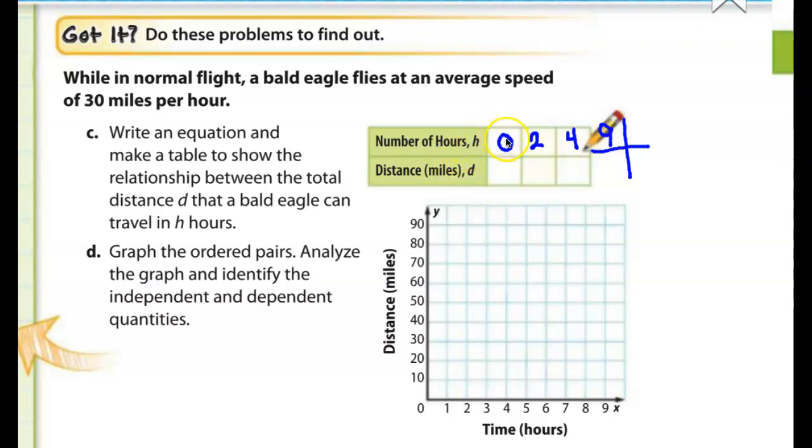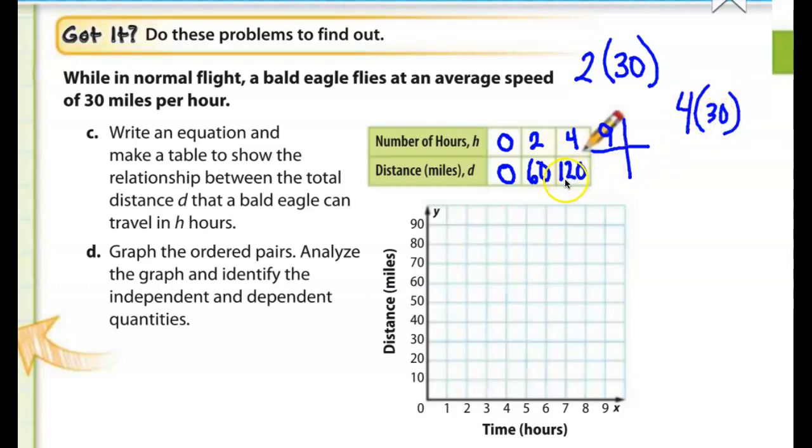So in 1 hour, the bald eagle is going to go 30 miles per hour. But if you have 0 hours, the distance they're going to go is 0. So 2 hours would be the same as 2 times 30, and so that's going to be 60. And then 4 hours should be the same as 4 hours times 30. And 4 times 3 is what number? That's correct. So that's going to be 12 with a 0, because that's not just 3, it's 30. So that's going to be 120.